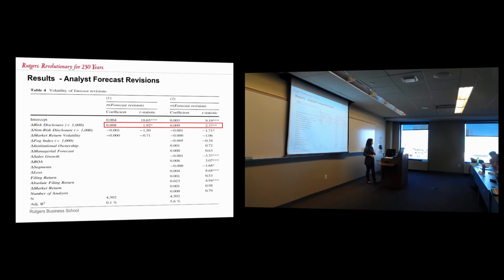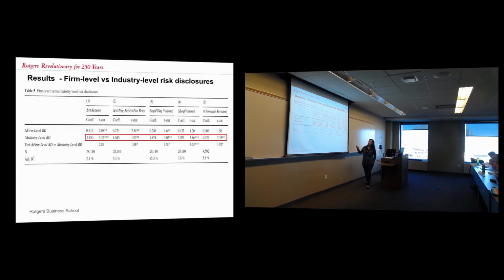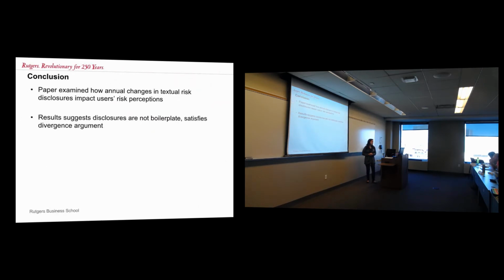And then same pattern here, more risk disclosures, and more provisions for analyst forecasts. Again, this is consistent with their hypotheses that changes in industry-level risk disclosures are going to increase users' risk perceptions for all of the proxies that they use for user risk perception. And that's pretty much it. They find evidence that supports their divergence arguments that risk disclosures are informative and they increase users' risk perceptions.